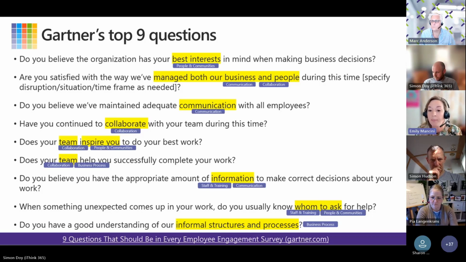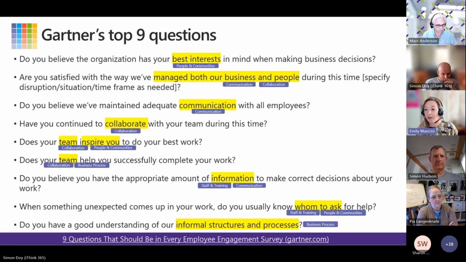Our next question, we're talking about whether you're satisfied with the way that the business has been managed and people have been managed during whatever time point that this survey is for. I can see that aligning very well with our communication and collaboration competencies. Going down the list, skipping ahead, you'll see there's a lot around teamwork. So whether that's collaboration in our people and communities, because we're talking about getting inspired and that outer loop interaction, or whether we're looking at the team where you're successfully completing your work together through collaboration and different business processes.